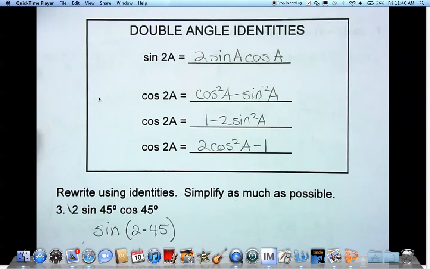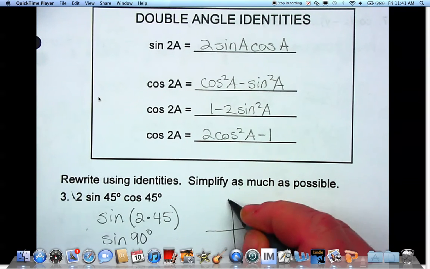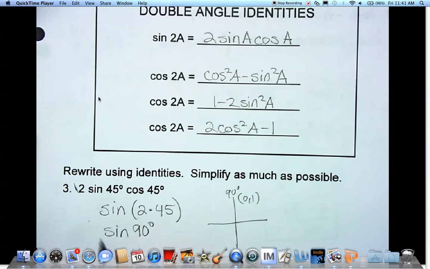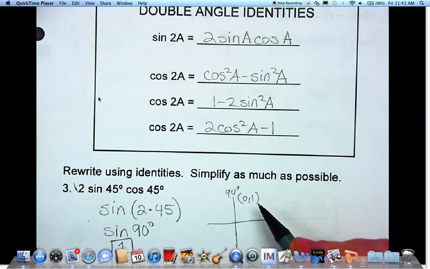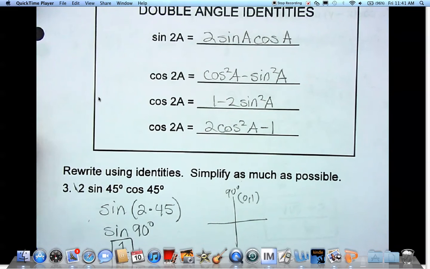Okay, so what is 2 times 45? 90. Sine of 90 equals, yep, it's 1, isn't it? Sine of 90 is 1. It's a quadrantal angle at 90 degrees, the point (0, 1), so sine is 1. Everybody okay with that? Yes.